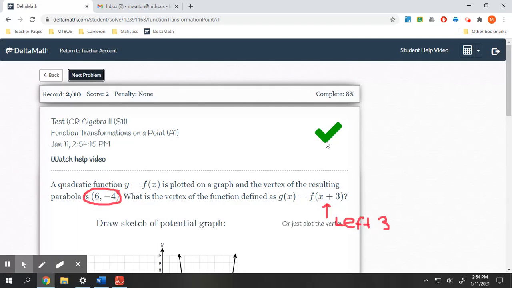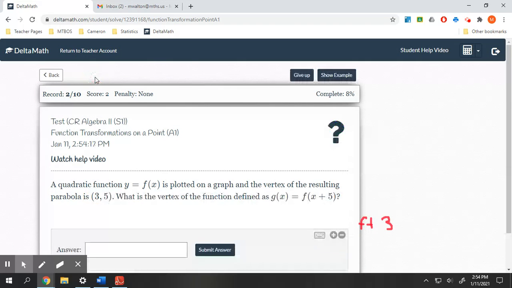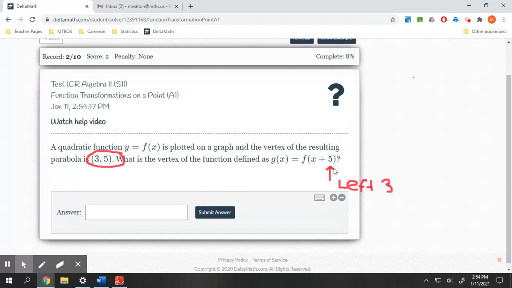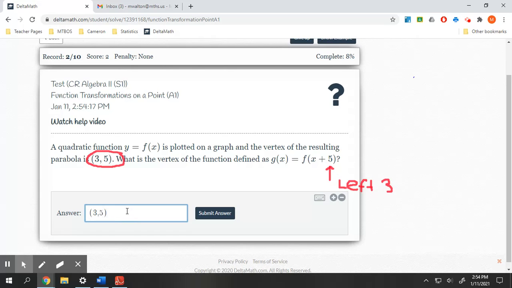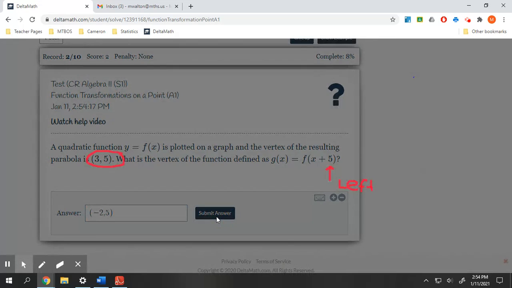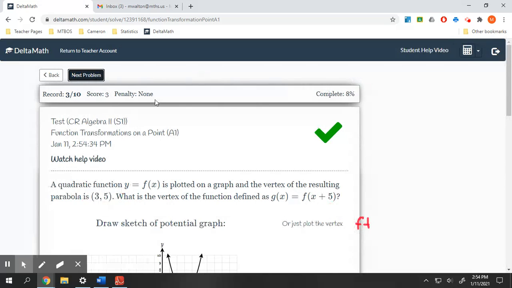For these problems, if you need to draw out a graph, that'll help you out, but just write down a roadmap. If I am at (3, 5) to start off with, and this one we're not left 3, we're actually left 5, well, 3 minus 5 is -2. And there we are for our next one. But if you need to draw out a graph, feel free to do so.